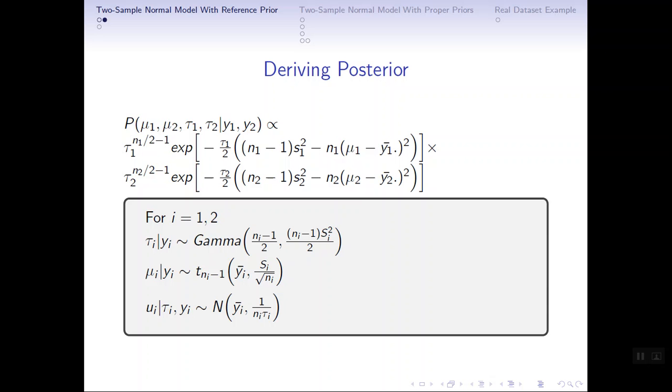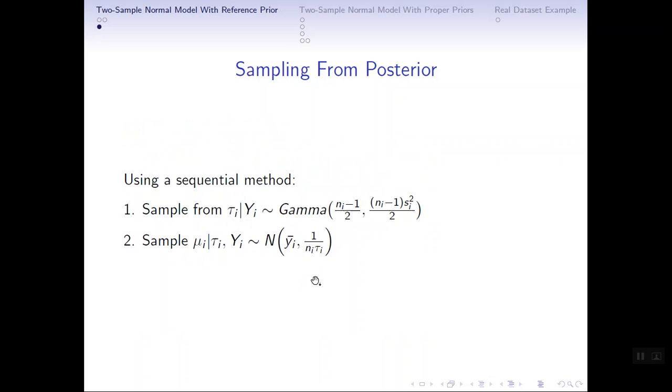From this information, we could also derive the marginals, and the marginals for each sample, since there are two samples, it follows a gamma for the marginal of tau. We have the gamma distribution, which has the following parameters: n minus 1 over 2, where n is the number of observations, then n minus 1 times sample variance over 2. Then the marginal for mu follows the t distribution with n minus 1 degrees of freedom, with y bar and sample standard deviation over square root of n.